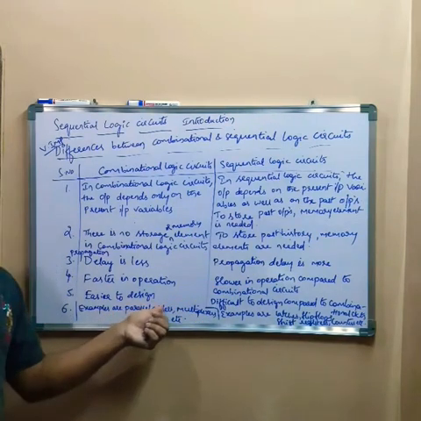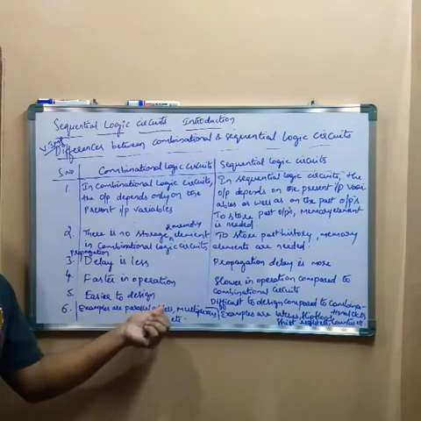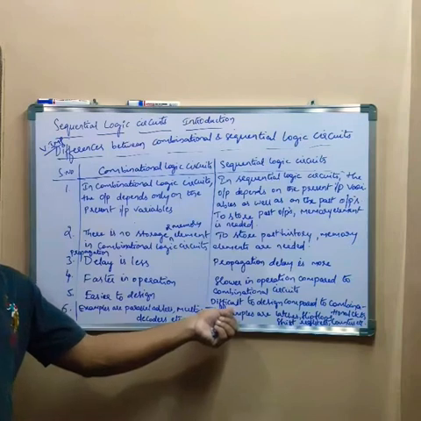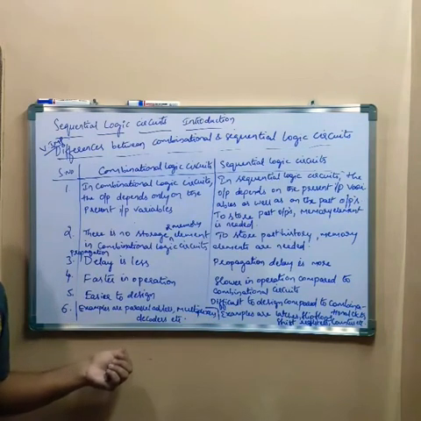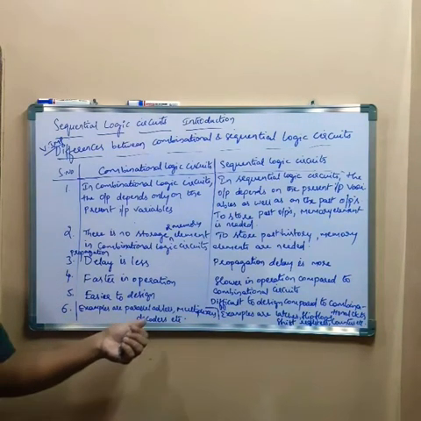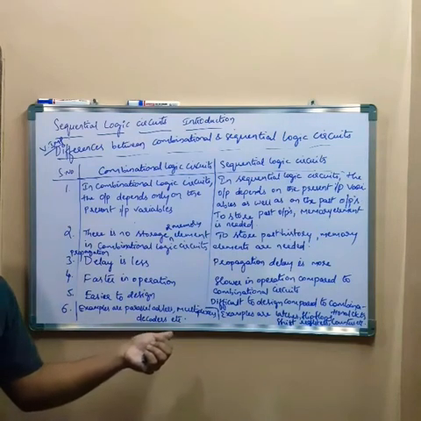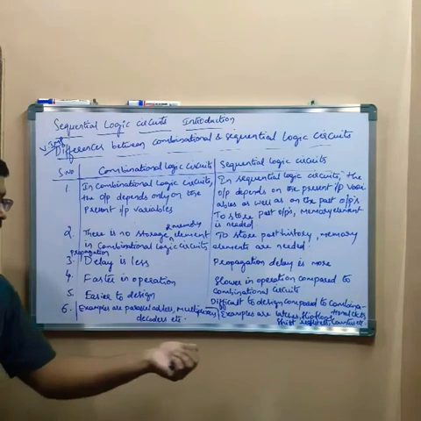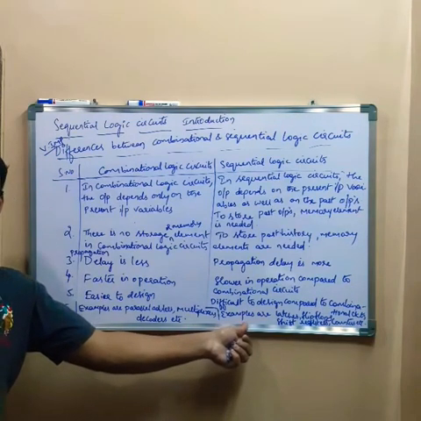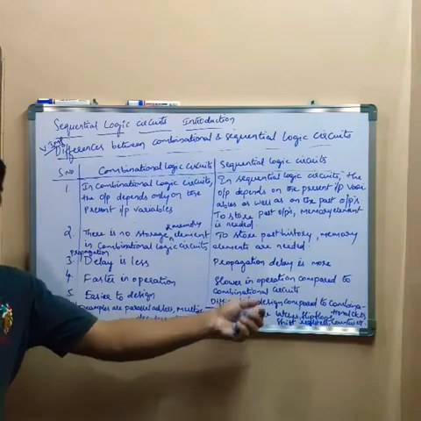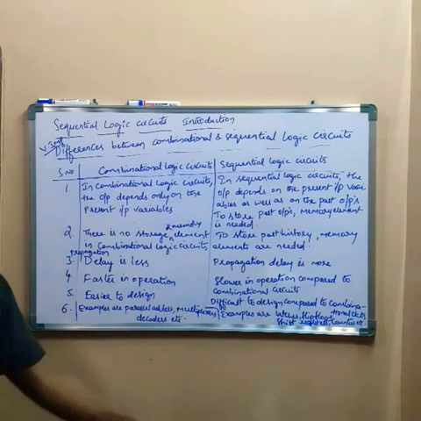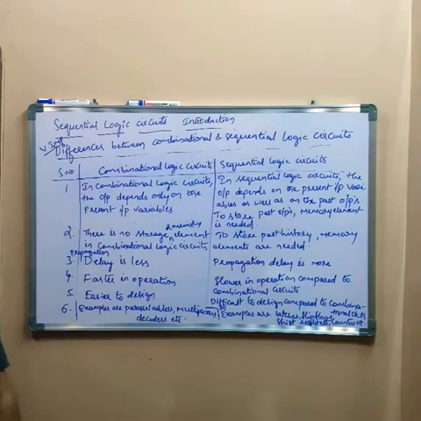So these combinational logic circuits are easier to design because there is no storage element, and sequential circuits are difficult to design when compared to combinational logic circuits. The examples of combinational logic circuits are parallel adders, multiplexers, decoders, encoders, comparators, parity bit generators, code converters, etc. And examples of sequential logic circuits are latches, flip-flops, shift registers, counters. All these are the examples of sequential logic circuits, right?